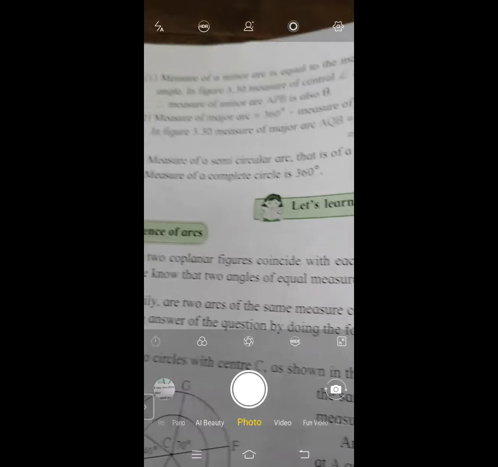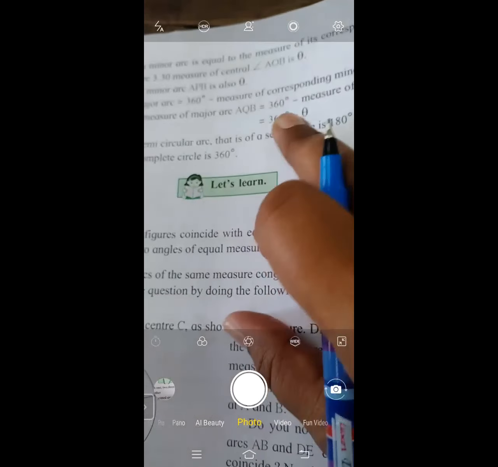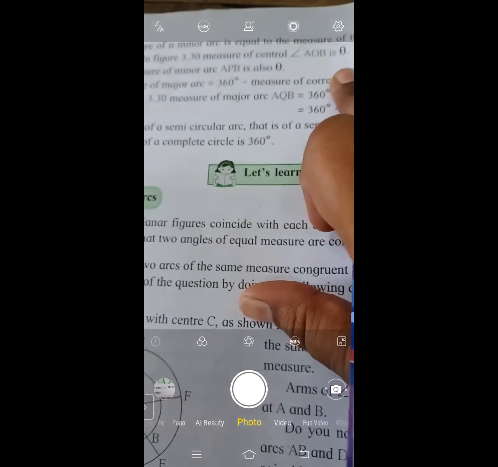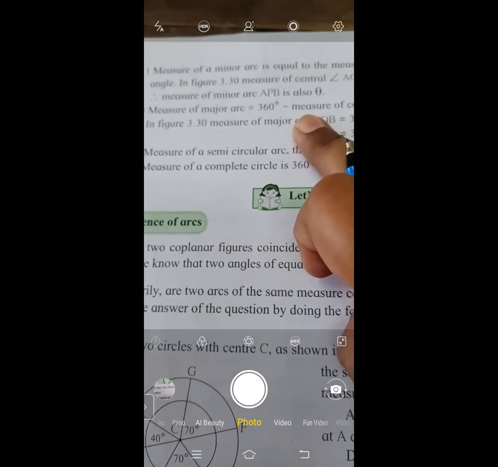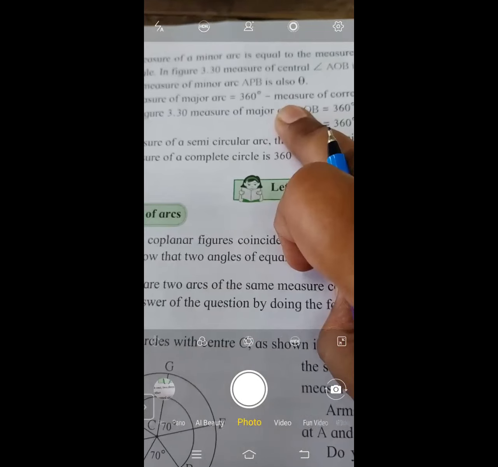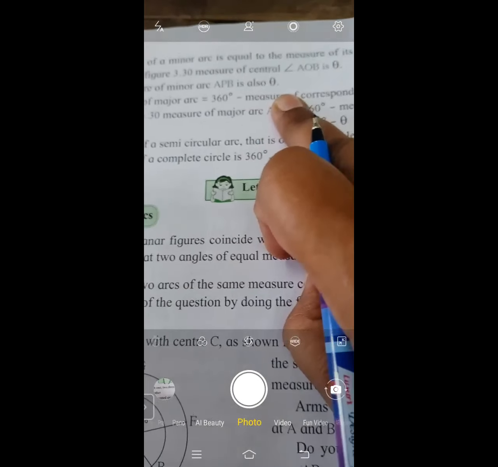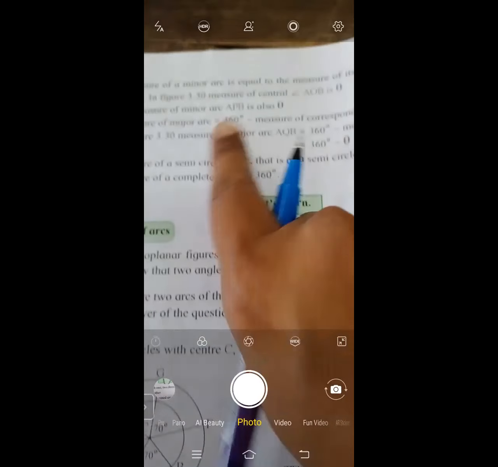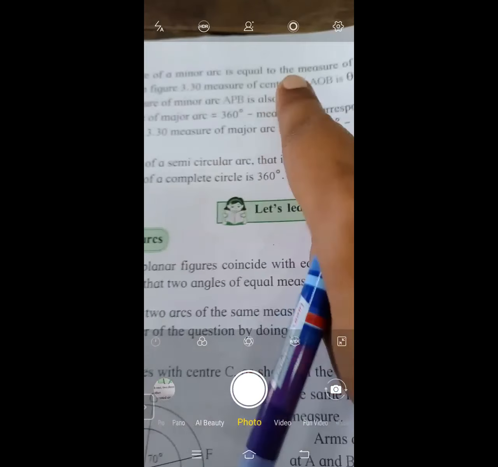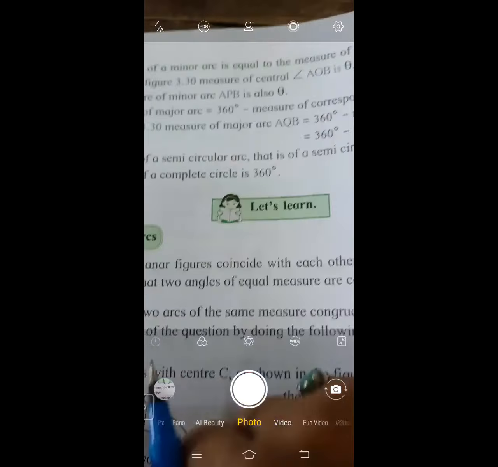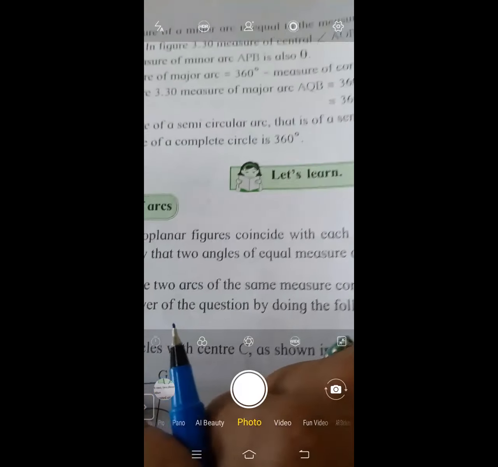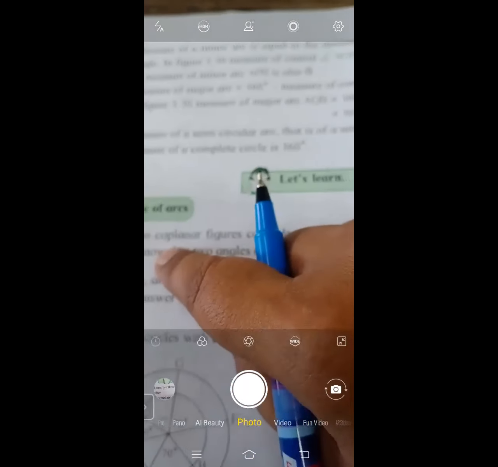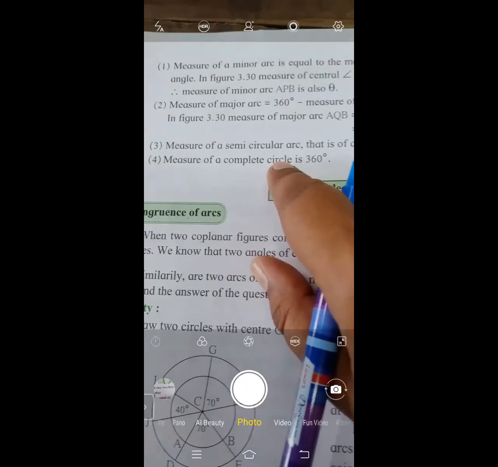Again, we will go through these lines as this is very important. We know that the measure of angle AOB is theta and the measure of minor arc APB is also theta. So the arc corresponding to the central angle will have the same measure as that of the angle. So this is for the minor arc. What will we do for the major arc?